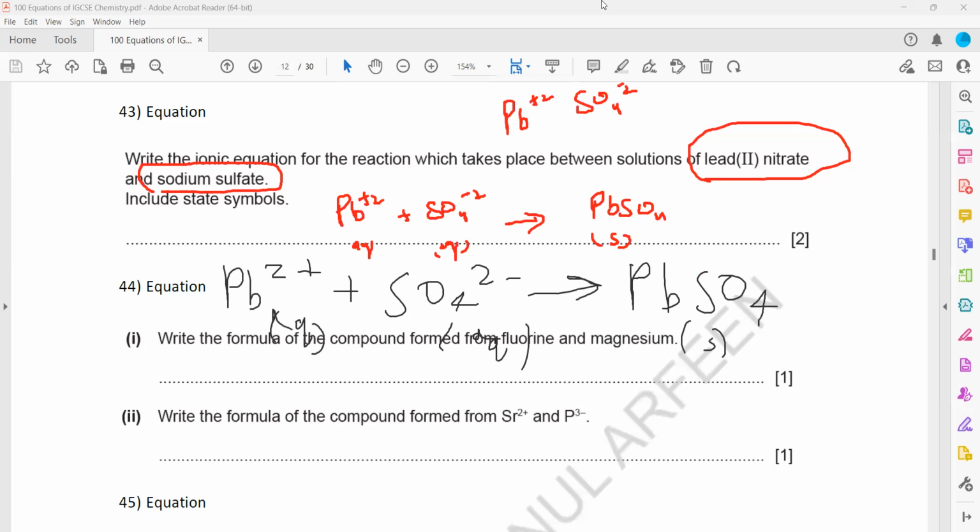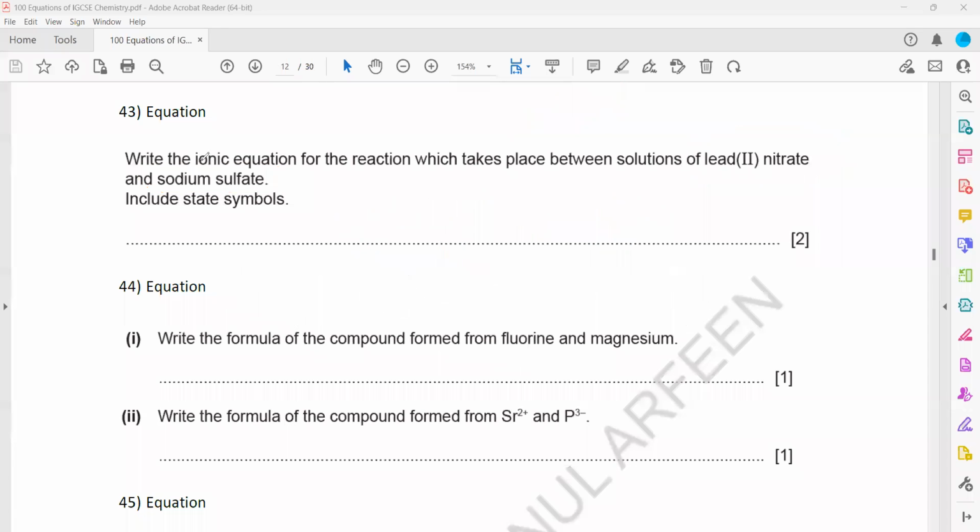But what if, instead of ionic equation, the same question says: write the equation for the reaction between lead nitrate and sodium sulfate. In that case, we have to write a full equation in which the reaction is between lead nitrate and sodium sulfate. This results in the formation of lead sulfate, PbSO4, plus sodium nitrate. And the equation must be balanced. So we put 2, and the equation is balanced. So this is the equation. But if they ask for an ionic equation, we just include the precipitate and write those ions which react to form the precipitate.